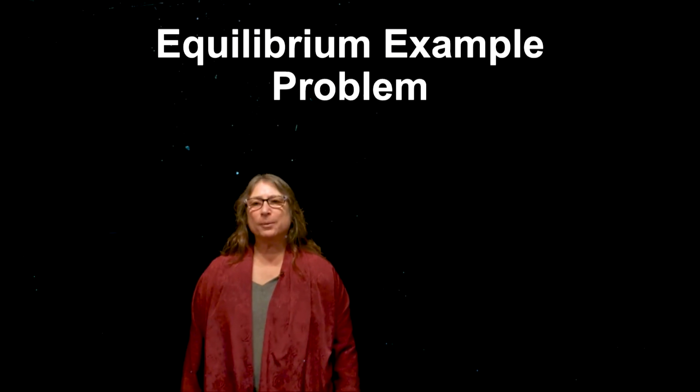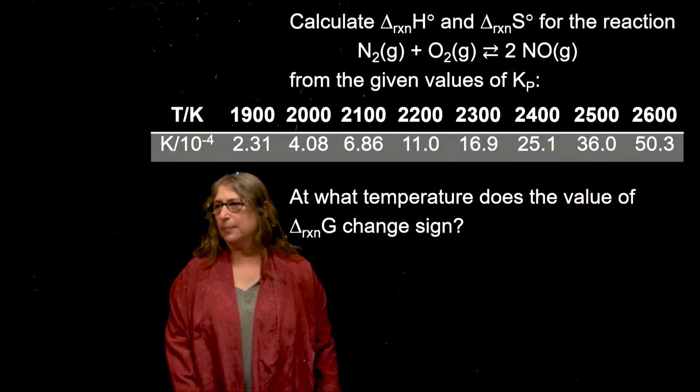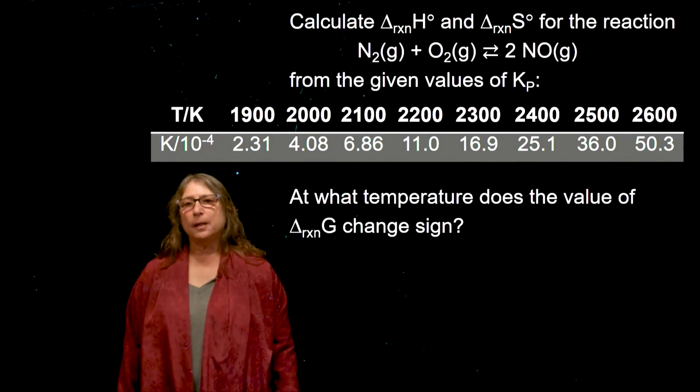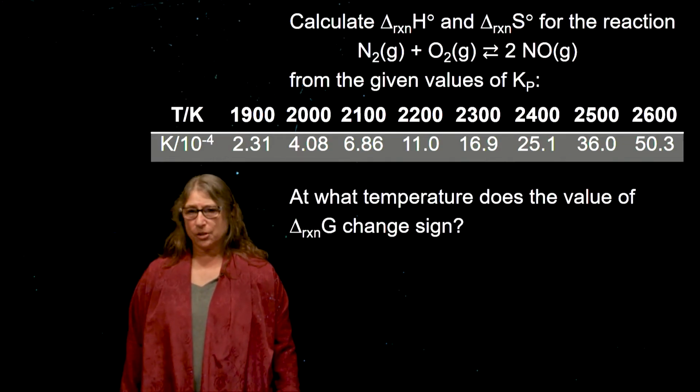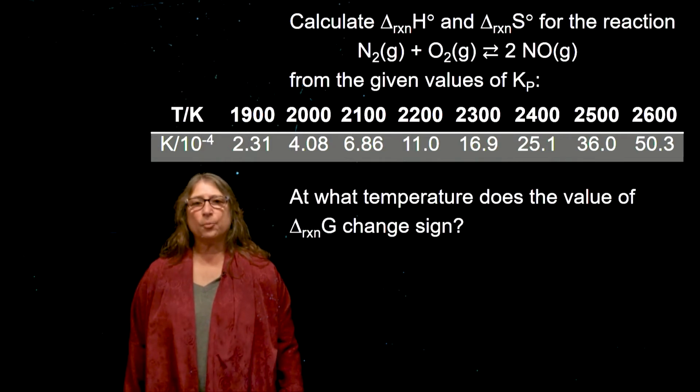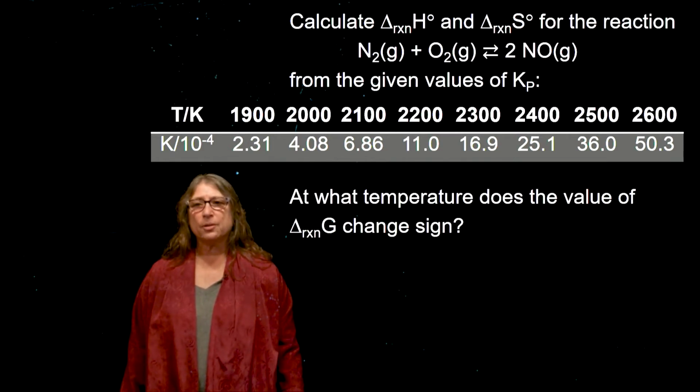This is an equilibrium example problem. The problem asks us to calculate the enthalpy of reaction under standard conditions and the entropy of reaction under standard conditions for the reaction of nitrogen gas plus oxygen gas forming two molecules of NO gas, and we're given some equilibrium constant values and some temperatures, and then we're asked at what temperature does the value of the Gibbs energy of reaction change sign.